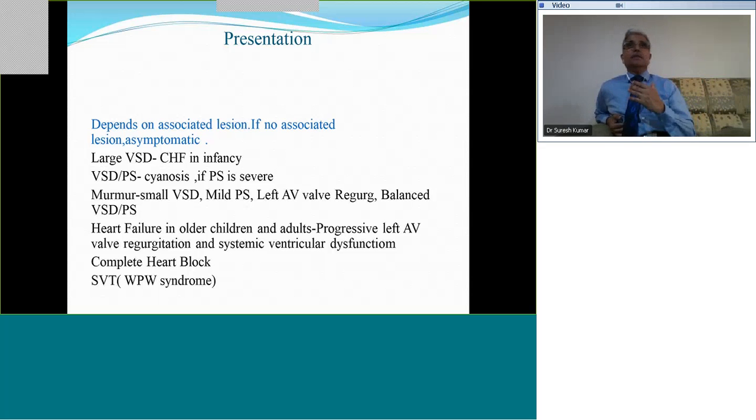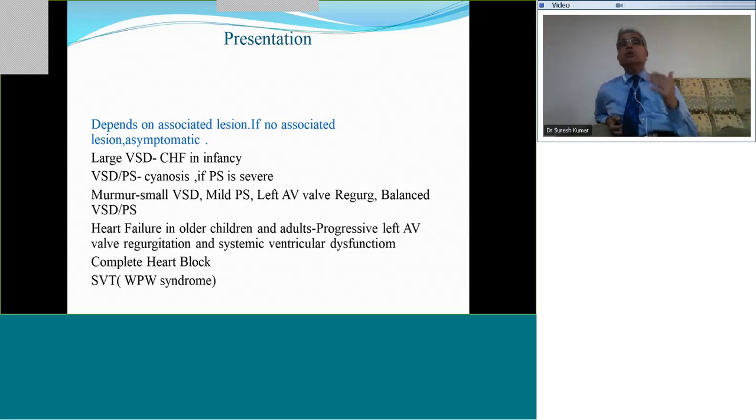In older children and adults, those who have been so far all right may go into heart failure either because they have development of tricuspid regurgitation, the left AV valve regurgitation, or because the systemic ventricle on the left side, the right ventricle, which is now occupying the position of the systemic ventricle, can't cope with the demands of the systemic vascular resistance, and that is failing. These two often go together. Left AV valve regurgitation and systemic ventricular dysfunction go together.